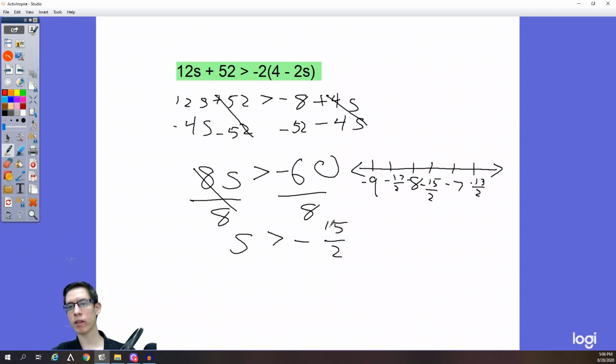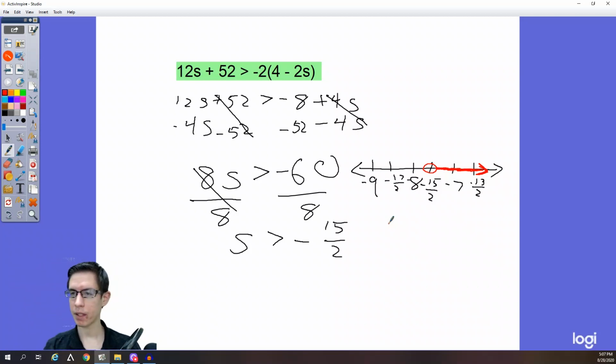And let me switch to red for our mark. s is greater than negative 15 halves, which means we need to go in the right direction. We're going to start here, but because it's not equal to, we've got to put an open circle there. And then we're going to sketch by drawing this nice shaded arrow to the right. Okay. Hopefully that helps. Hopefully that's clear.